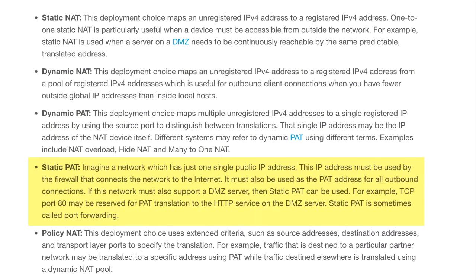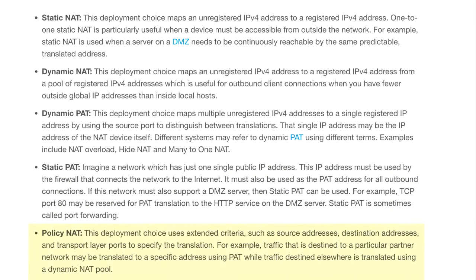When describing static PAT, it's best to imagine a network that has one single public IP address. This IP address must be used by the firewall that connects the network to the internet and must also be used as a PAT address for all outbound connections. If this network must also support a DMZ server, then static PAT can be used. For example, TCP port 80 may be reserved for PAT translations to the HTTP service on the DMZ server. Static PAT is sometimes called port forwarding.